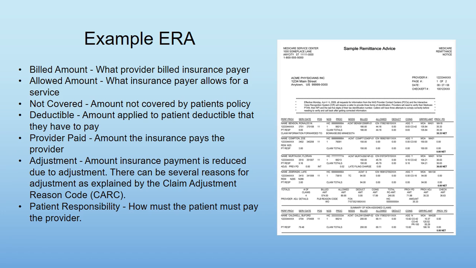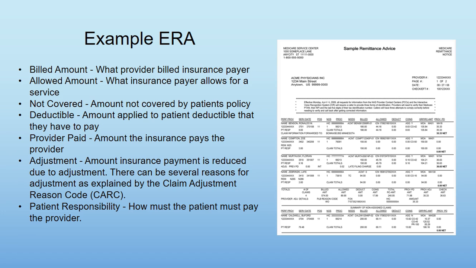Here's an example of a Medicare ERA, and some of the fields that are listed on here, if you can see those. The billed amount, that's what the provider billed the insurance payer. The allowed amount is what the insurance payer allows for a service. The not covered amount, that's the amount that's not covered by the patient's policy per the contract with Medicare. The deductible is the amount applied to the patient's deductible that they have to pay. The provider paid, that's the amount that the insurance pays to the provider.